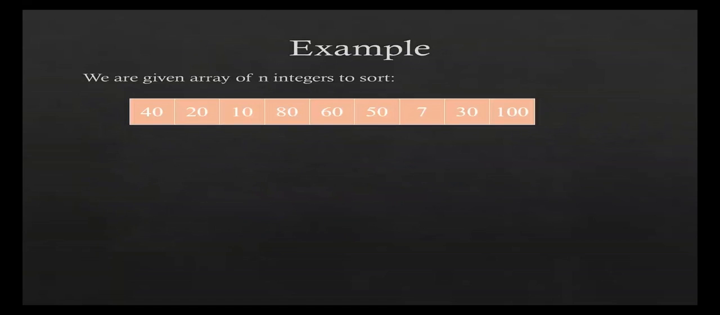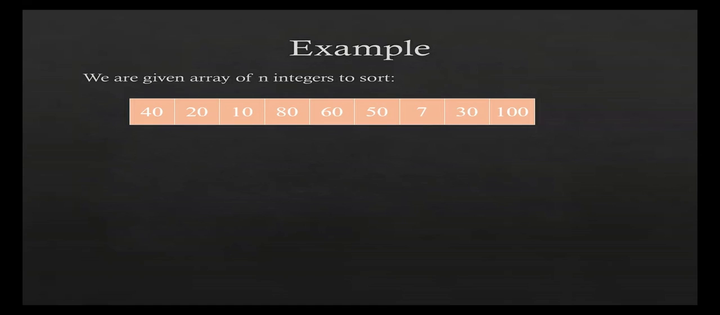Now we'll see an example of how quicksort actually works. For example, we have been given an array with n integer values. So here we have 9 elements, right? That means n equals 9. And the elements are 40, 20, 10, 80, 60, 50, 7, 30, and 100, right?